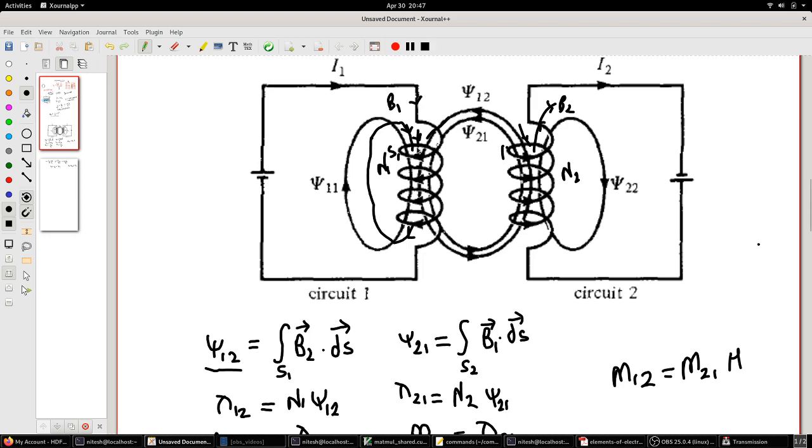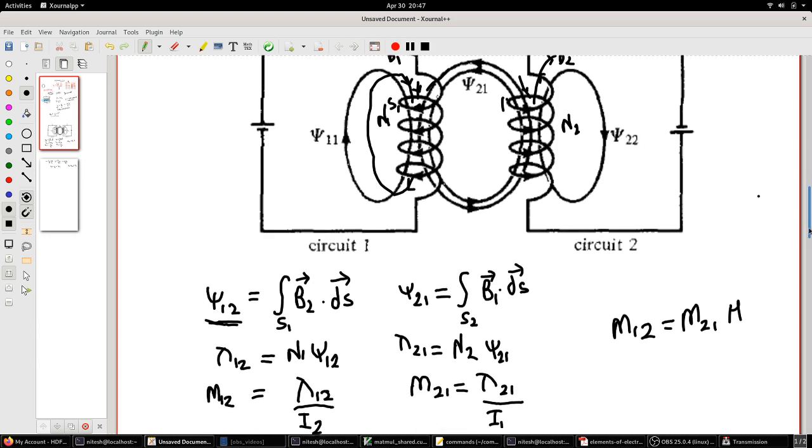So I get psi12, which is the flux caused in this particular circular loop which has a current I1, but the flux is caused by the magnetic field B2. B2 is generated by current I2, the neighboring coil. So B2 dot ds will give you psi12.